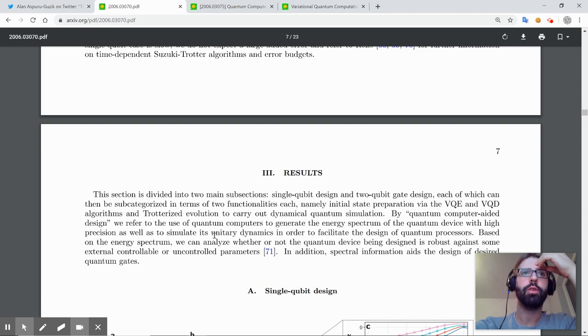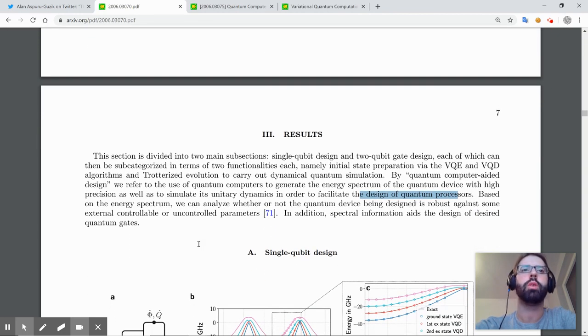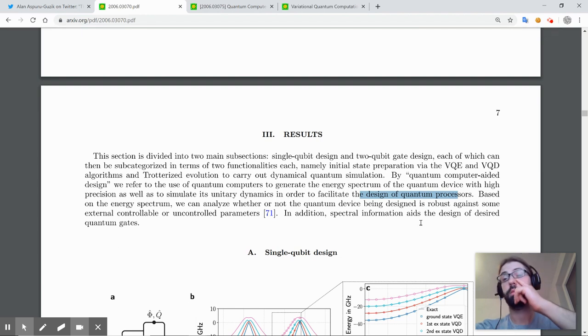By quantum computer-aided design, we refer to the use of quantum computers to generate the energy spectrum of the quantum device with high precision, as well as to simulate its unitary dynamics in order to facilitate the design of quantum processors. But why does this facilitate the design? That's my question. Based on the energy spectrum, we can analyze whether or not the quantum device being designed is robust against some external controllable or uncontrolled parameters. Okay, so the idea is you're trying to figure out whether what you're designing is robust against certain unexpected noise. In addition, spectral information aids the design of desired quantum gates. I guess the design of the pulses.